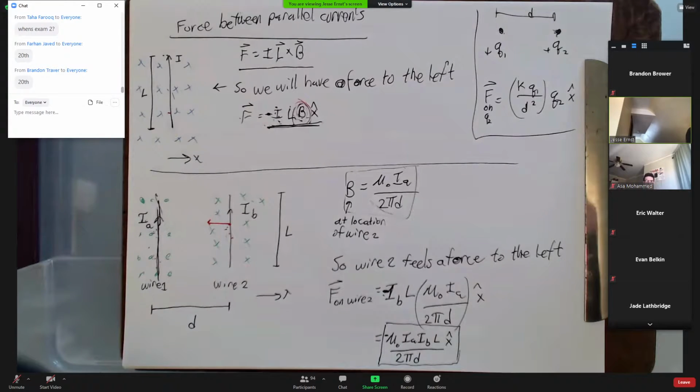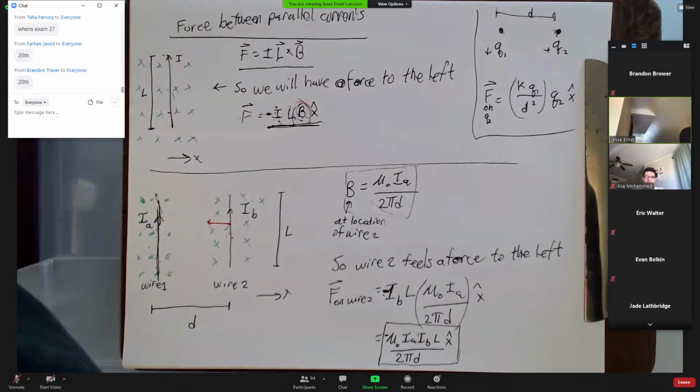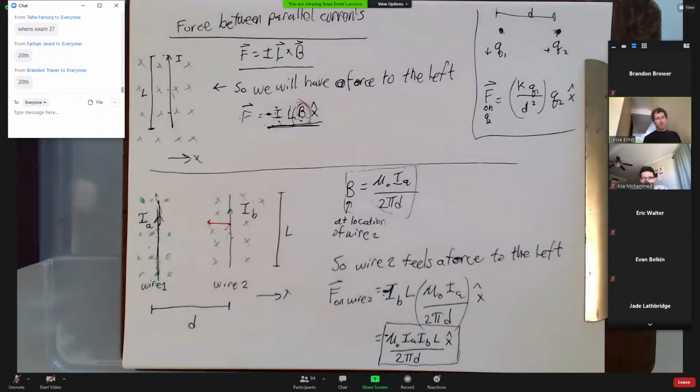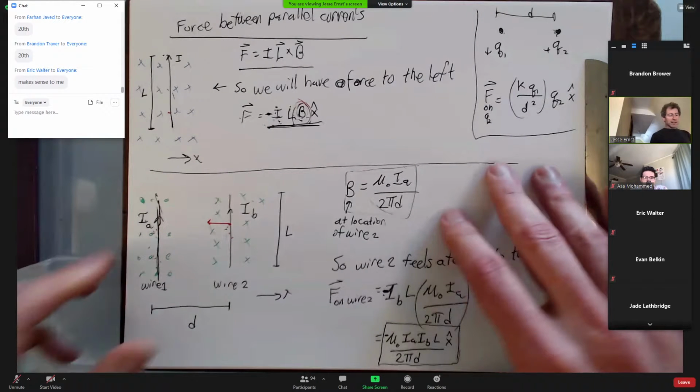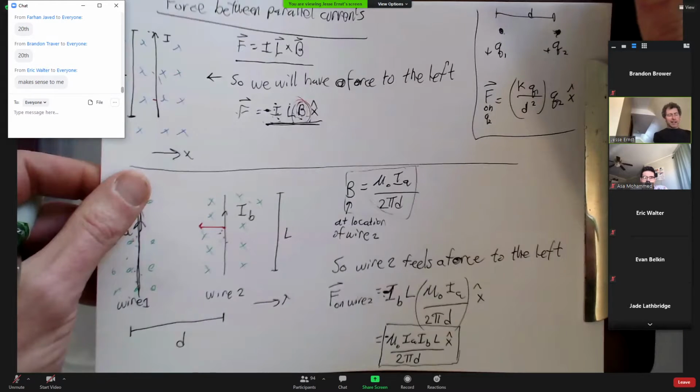Okay, so think about questions for a second. Okay, let's do a little bit more complicated example of this, just to get a little re-practice with vectors.